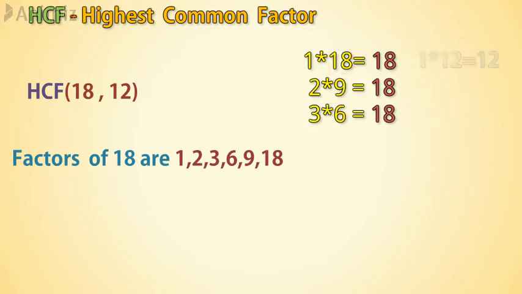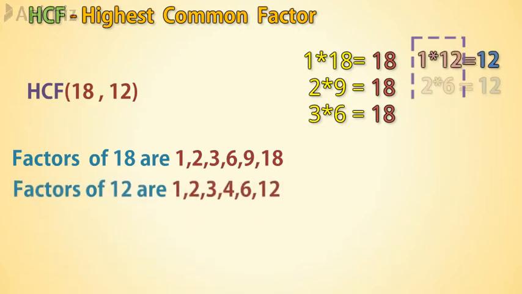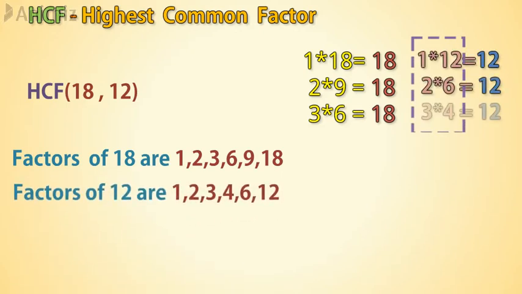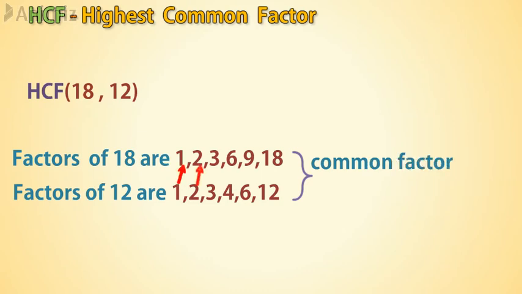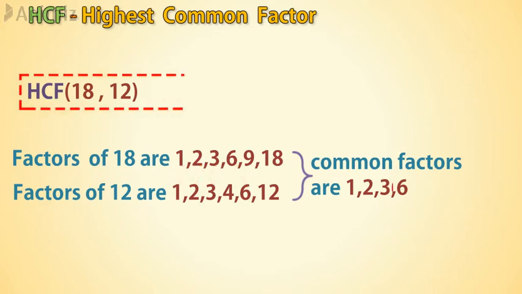In the same way, divisors of 12 are 1, 2, 3, 4, 6, 12. From both, the common factors are 1, 2, 3, 6. Hence, the highest common factor of 18 and 12 is 6.